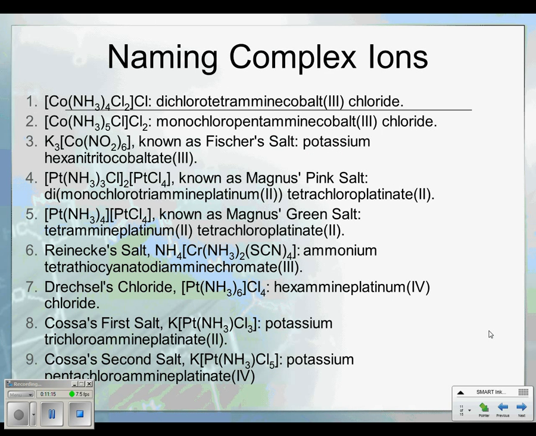Here are the answers. Check yourself. Read through some of these. These look like they're very, very long and crazy names, but you need to know how to recognize them, and you also do need to know how to name them.